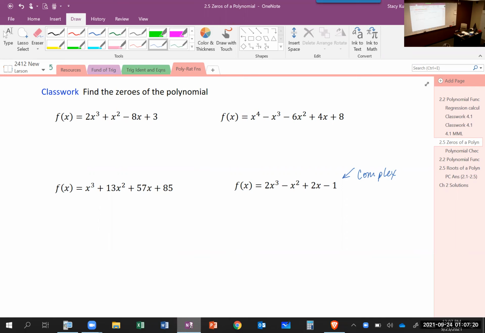No, I want it simplified. You can't factor it. This is the one I was telling you about. You can't factor it, right? So the first one, right off the bat, that one's gonna have an irrational root. It's gonna have a square root. Find that by quadratic formula.